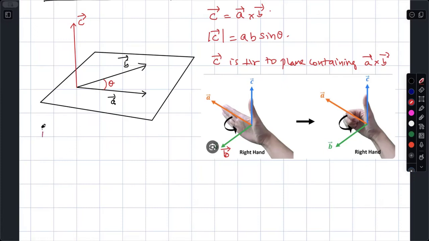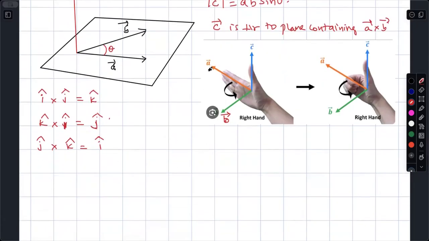See, remember I cap cross J cap will be K cap. Yes, X axis, Y axis, Z axis. Similarly, J cap cross K cap is I cap, and K cap cross I cap is J cap. That should be the order. That's the cyclic order.